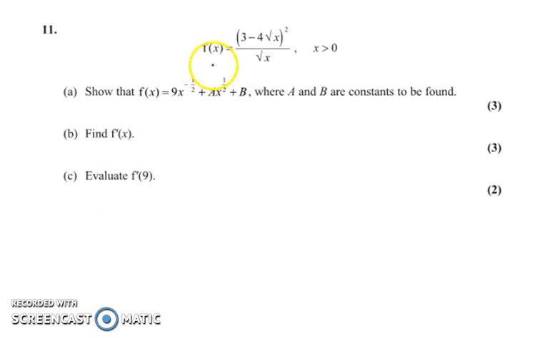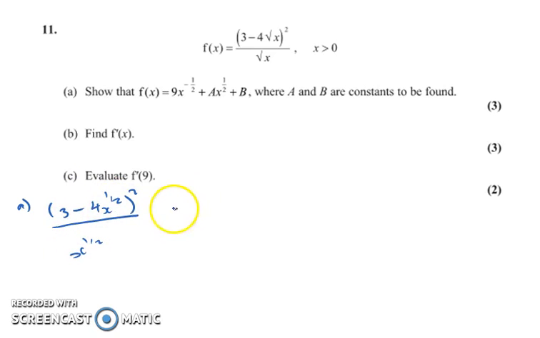Okay, on the last question of the booklet now. It's quite nice. It says show that f of x equals this, so we know that when we rationalise this and expand the brackets, we will have got the right answer. If we don't get the right answer, we can then carry on with part B and C using what Edexcel have given us in the question. So let's have a go at trying to rationalise it. We've got a double bracket, 3 minus 4x to the half squared, all divided by x to the half.